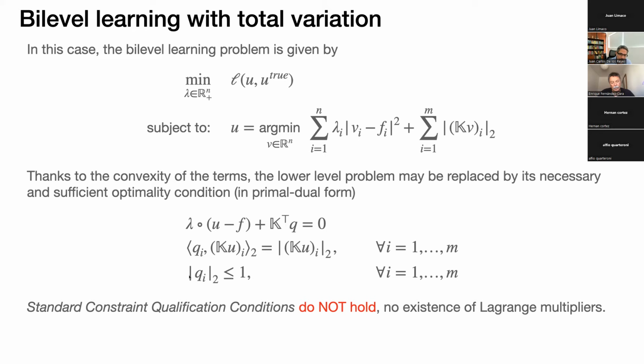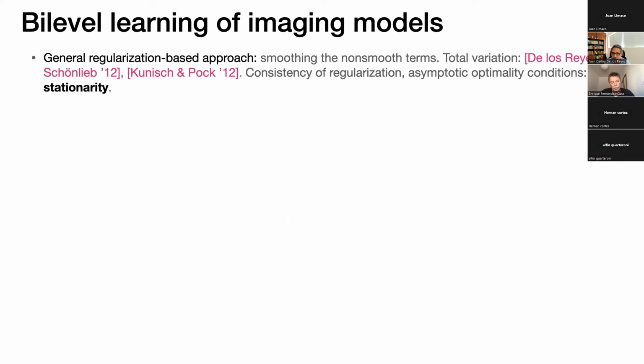And so you cannot use standard differentiable optimization techniques for getting the existence of Lagrange multipliers. So different tools are required to be able to analyze this type of problem. So let me review some literature concerning that. So we started, as I mentioned before, considering the total variation. Kunisch and Pock, also in the same year, considered the anisotropic version of the total variation as well. What was done actually was to consider a consistency of the regularization. So the non-smooth term was regularized, and then we applied different differentiable optimization techniques to this regularization. And then at the end, we perform an asymptotic analysis to get some conditions on the limit.